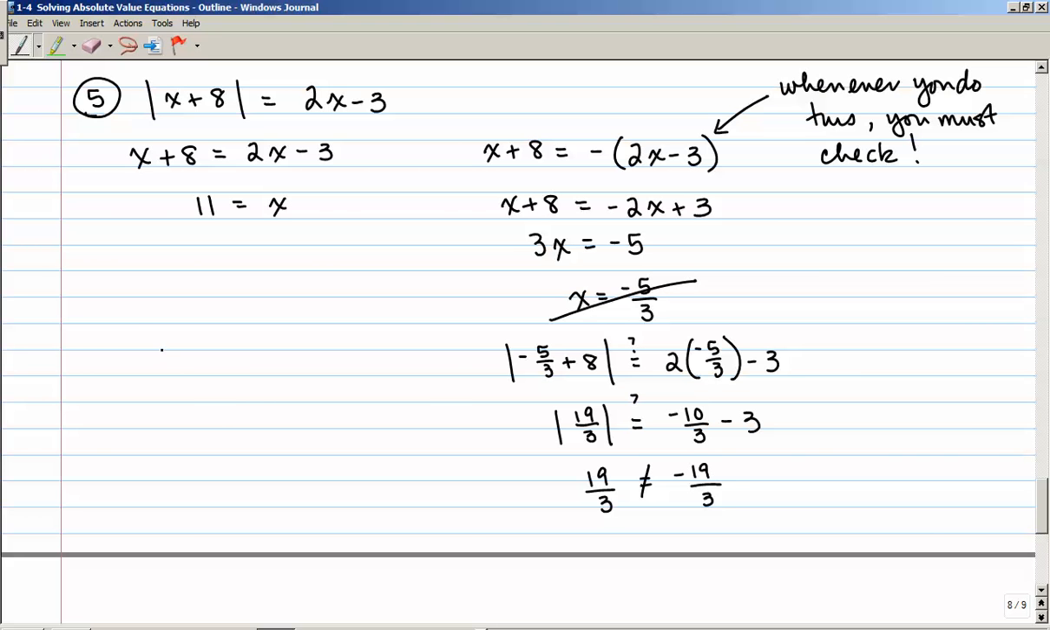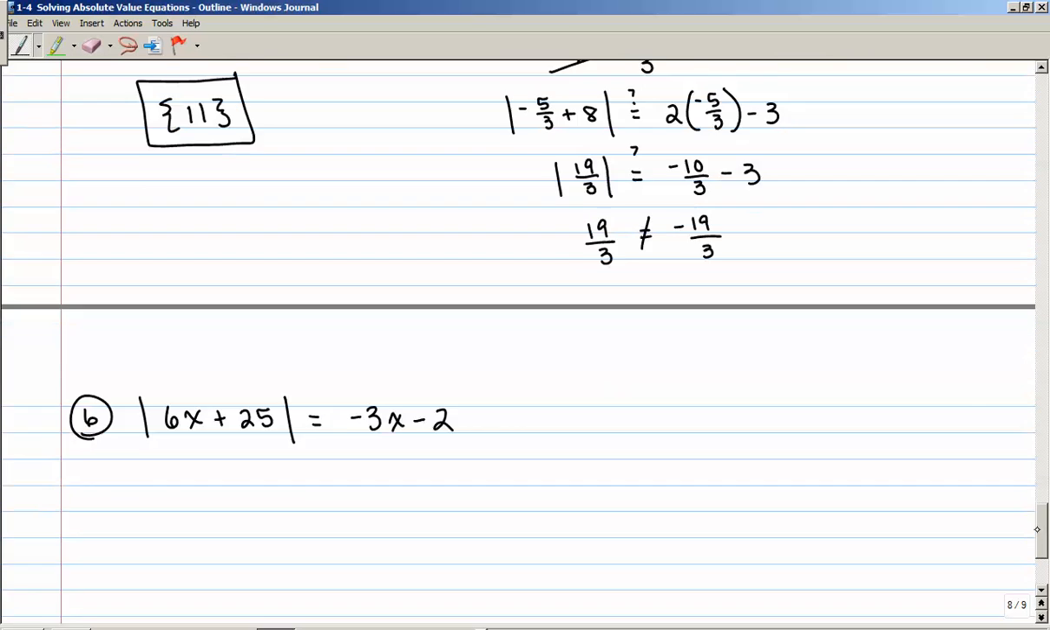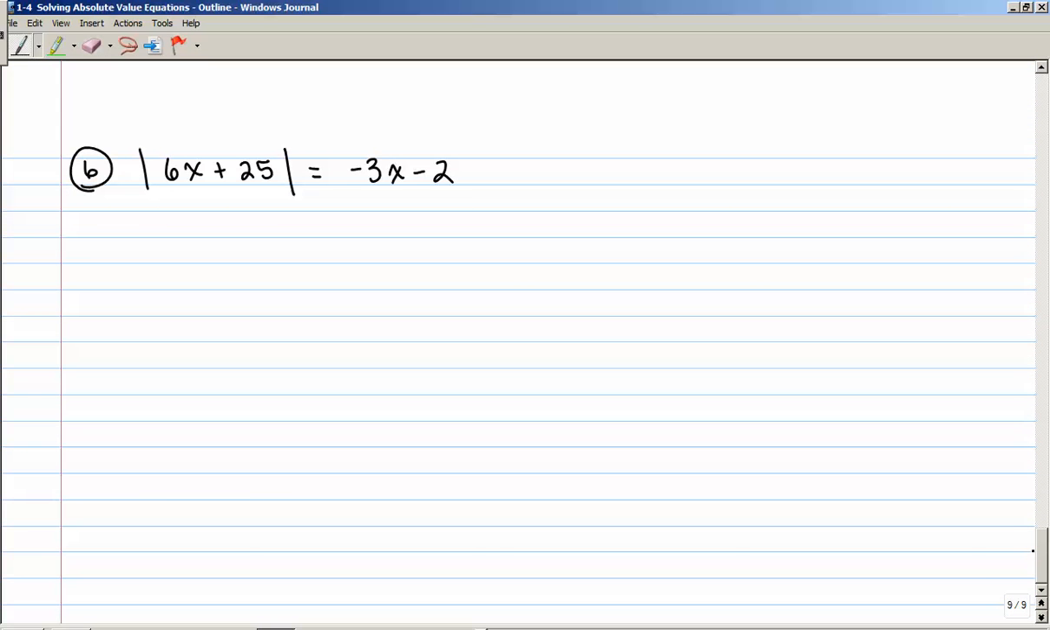But I'm pretty sure my 11 is going to be okay. So that is my final answer. So remember, anytime you have an algebraic expression on one side and you have to make the whole thing negative, distribute the negative, you must check that part of the answer. Okay, let's try another one that's similar to that.